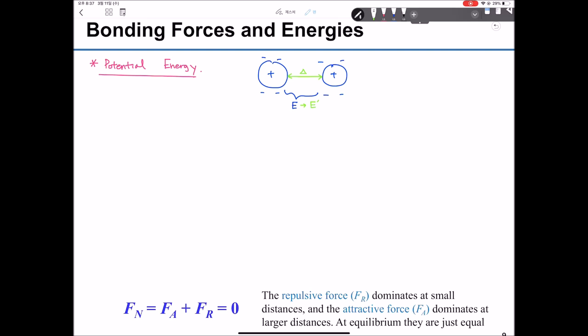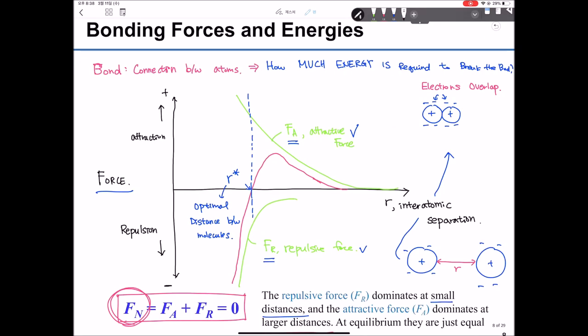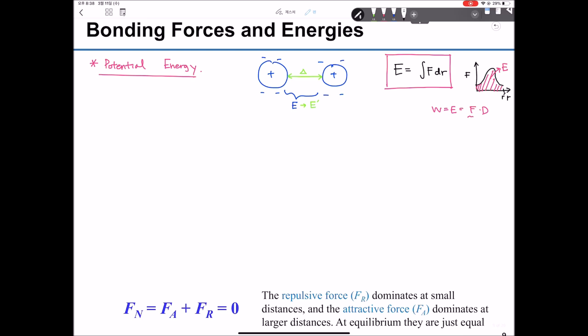right? And how is energy related to the force? We all know from high school physics that energy equals the integral of force with respect to dr. So if you apply a force of a certain function over R, this area is energy, right? We all know work, which equals energy, equals force times distance. So even though this force is not constant, if we take the integral as a function of R, then we can get the total energy. So this is the relation we get. All right, then we know this curve, and let's draw this in terms of potential energy.